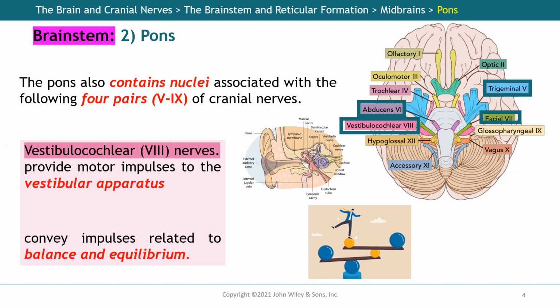So finally, the 4th pair of nerves that come from the pons is number 8, that is shared with the medulla oblongata, and in this case it provides the motor impulse for the vestibular apparatus, that is related to the hearing, and also related to the balance and equilibrium.